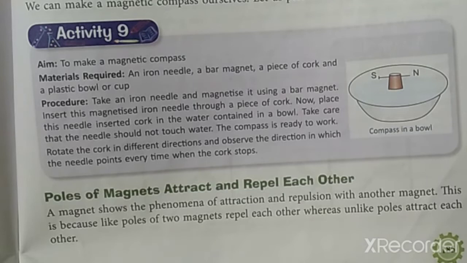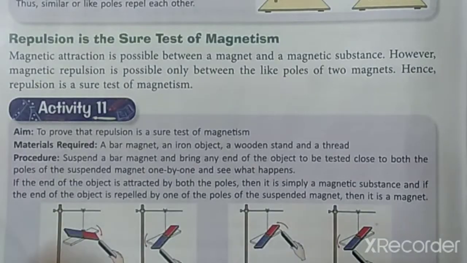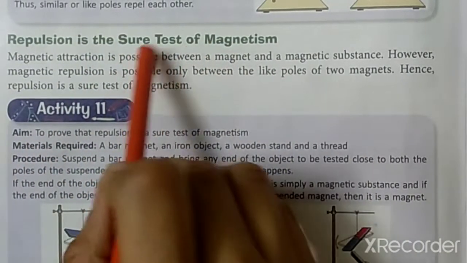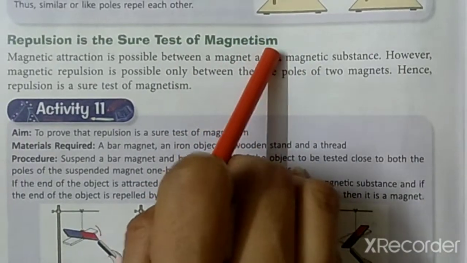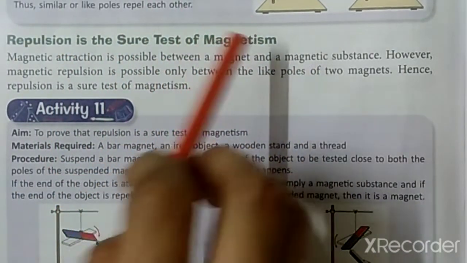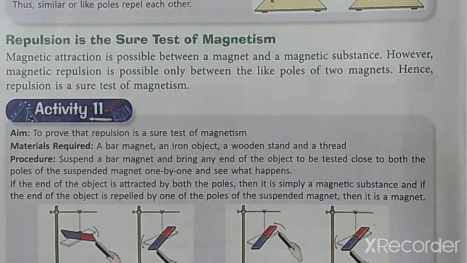This means a strong force exists between two magnets. When you bring them close, the unlike poles facing each other attract each other, and the like poles facing each other repel each other. And repulsion is the sure test of magnetism. Repulsion is the sure test of magnetism.